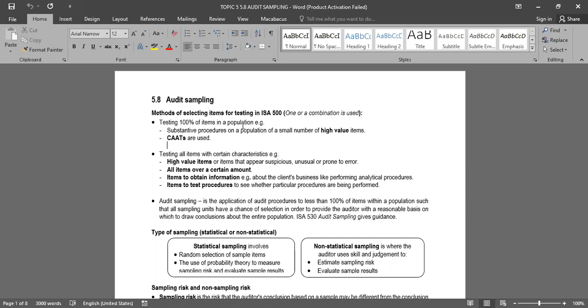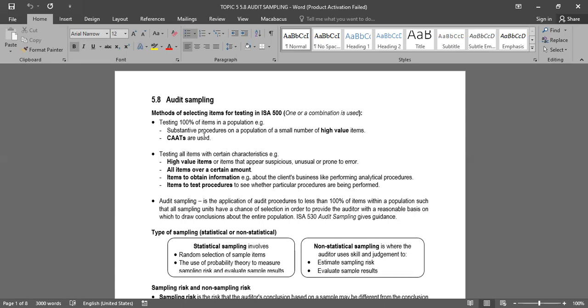Otherwise, it will take a considerably long time, and secondly, a lot of resources. For me to check all the items, our fees must be somehow outstanding. So that's one, choose all the items so as to perform substantive procedures on the items, that usually have high value items.